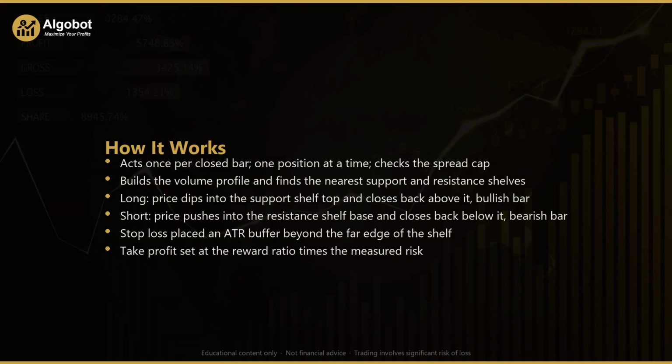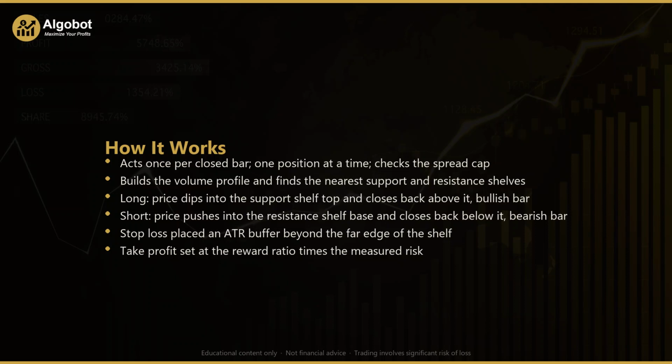The short side mirrors this. The bar's high must push up into the resistance shelf zone, within tolerance of the shelf bottom. The close must finish back below the shelf bottom, showing supply held. And the bar must be bearish, closing below its open. That combination signals a sell.